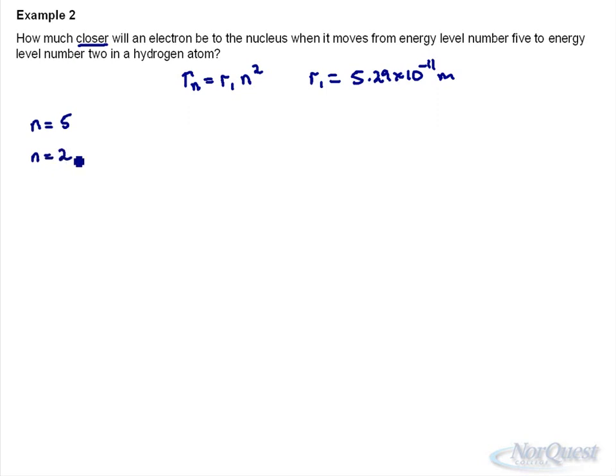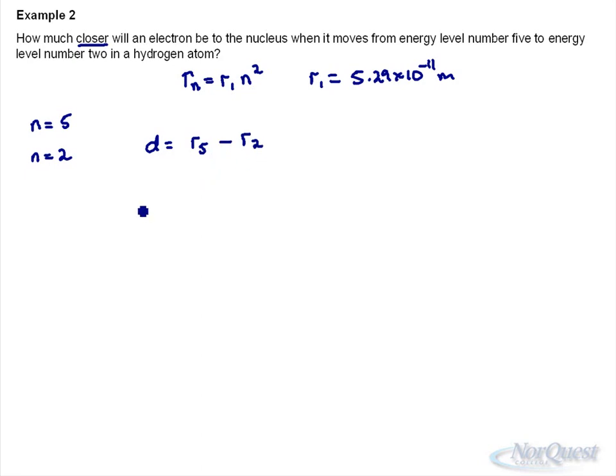What we're doing is if we found the radius of the fifth orbital, we would know how far it started, or what distance it started from the nucleus. If we found the orbit of the second orbital, we would then know the radius of orbit 2. And if we want to find out how much closer it came, we would want to know the difference between these distances. So I'm going to write one single formula. The distance here is going to be R5 minus R2. That's going to tell us how much closer we moved.